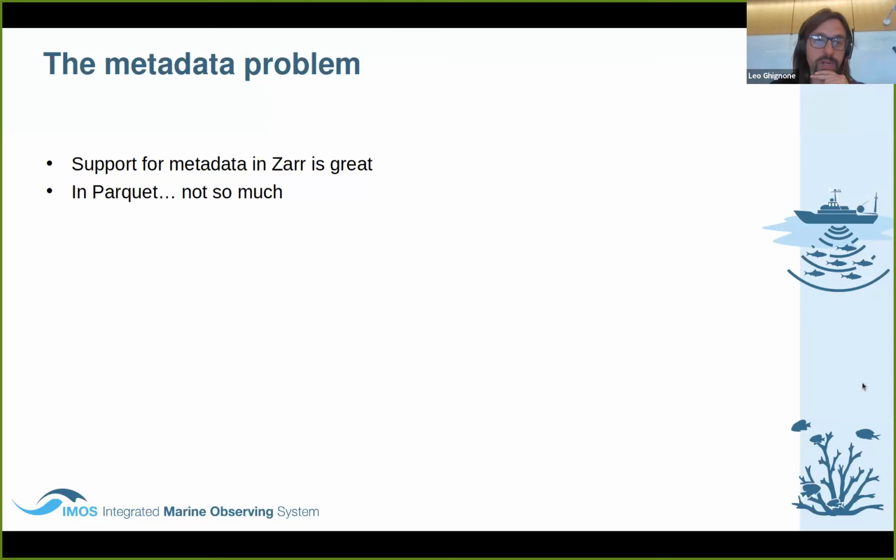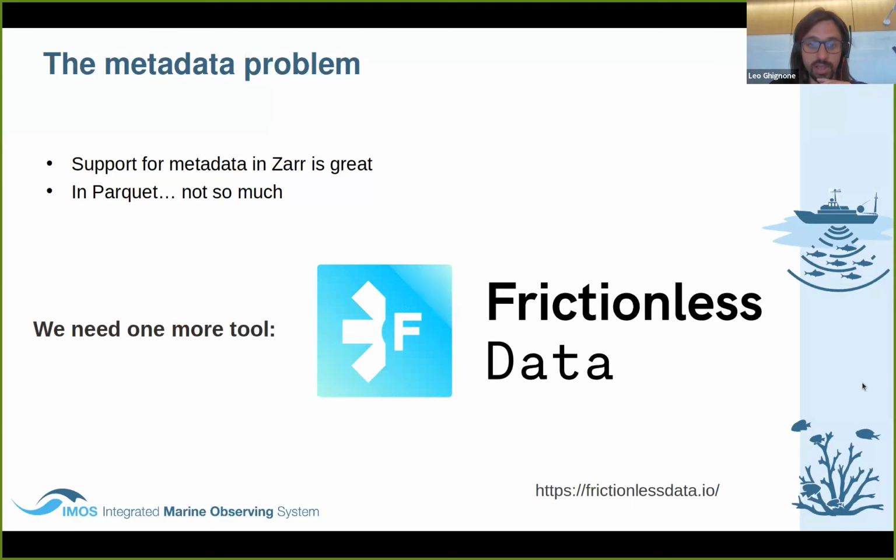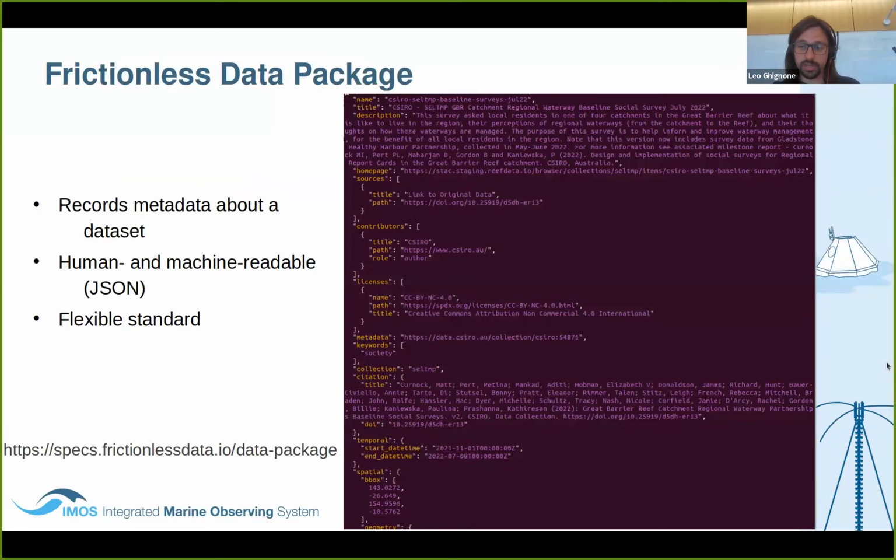So we looked for different solutions, and we found this other framework, which is quite nice and simple, frictionless data. And what frictionless data does is define the concept of a data package. A data package is basically defined by a JSON file like this one. The JSON file can be stored together with the data. The data can be in any format, it doesn't matter.